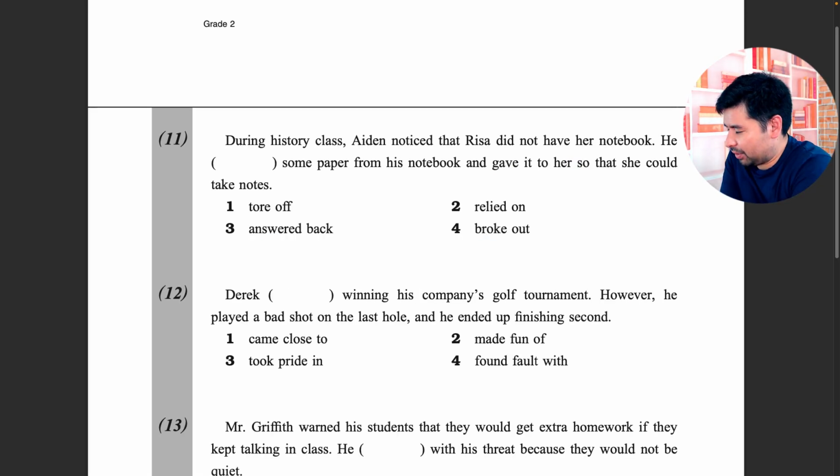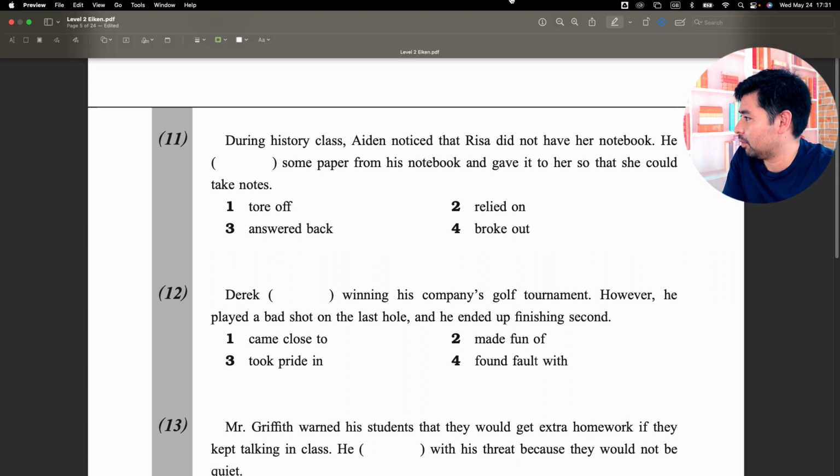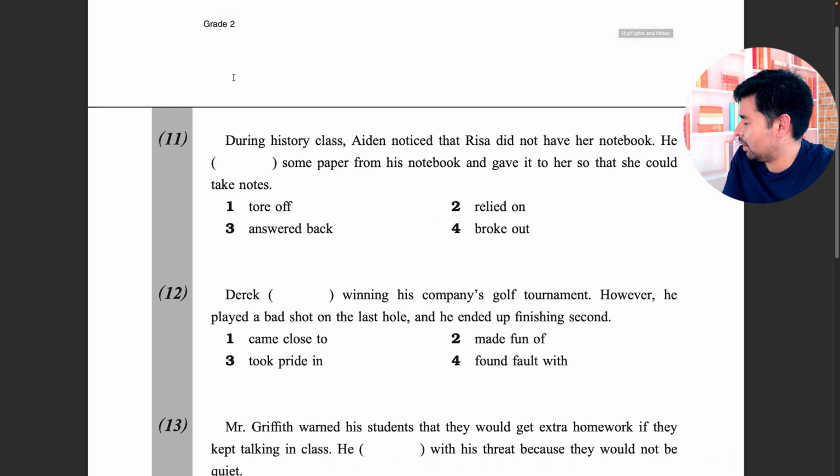Okay, so new page here. The next one, as you can see, this is a long one, right? But let's go to what matters. During history class, Aiden, again, what is Aiden, teacher? It's a name, right? Aiden noticed that Riza, another name, did not have her notebook. So he, no, no, no, some paper from his notebook, his, important word, and gave it to her so that she could take notes.